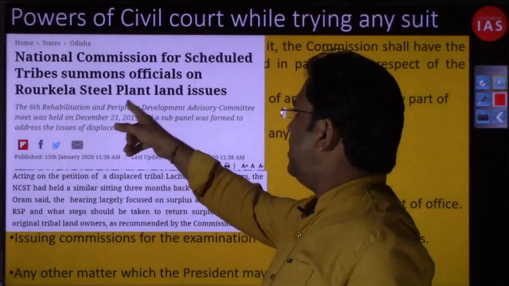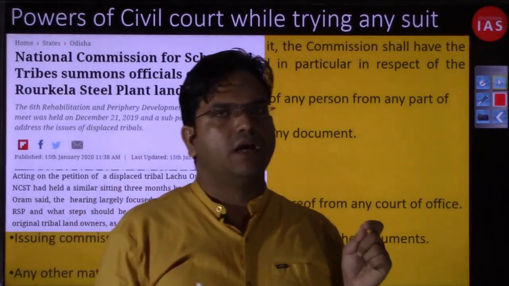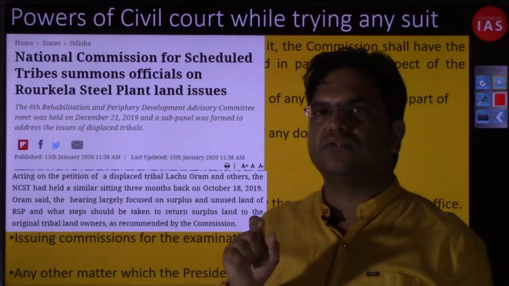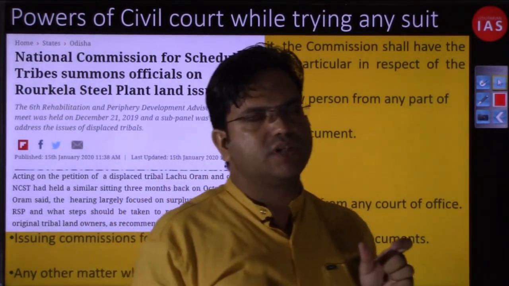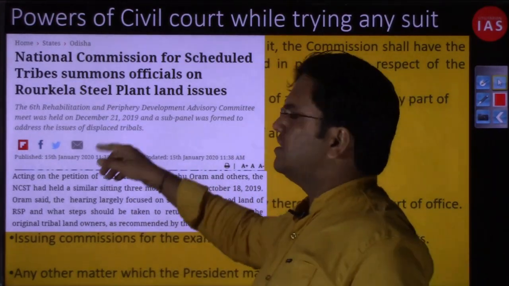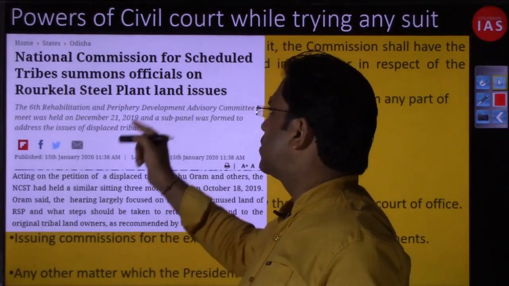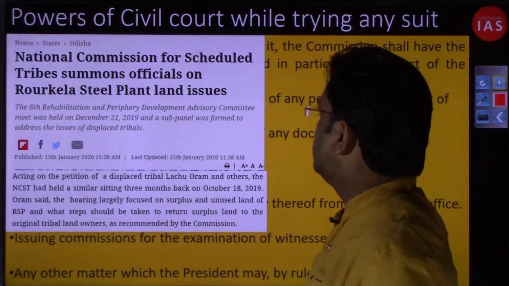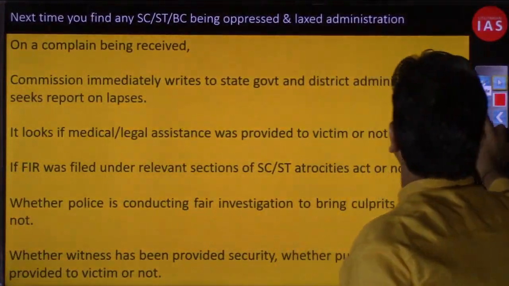So here the NCST took cognizance, because whatever cases they were filing against this Rourkela steel plant in the civil court, the subordinate court, those courts were not paying heed to those cases. So finally NCST took cognizance, and now NCST has called, along with the district administration, people belonging to the administration of the Rourkela steel plant. So that is the kind of power these people enjoy. So I hope you have clarity. Next time.